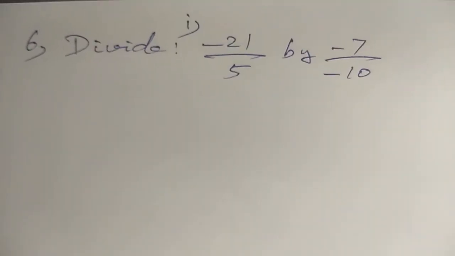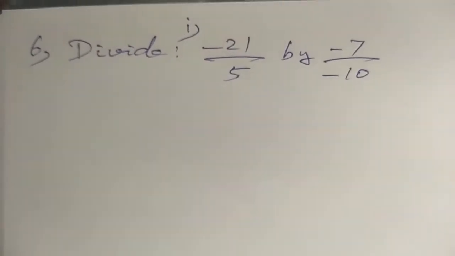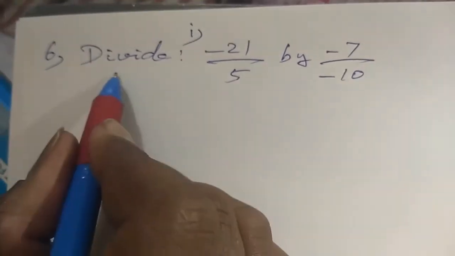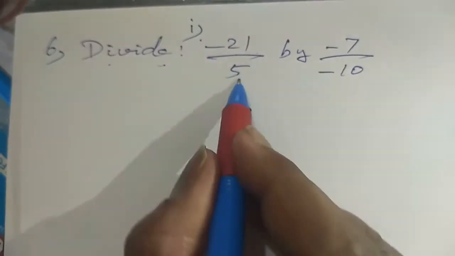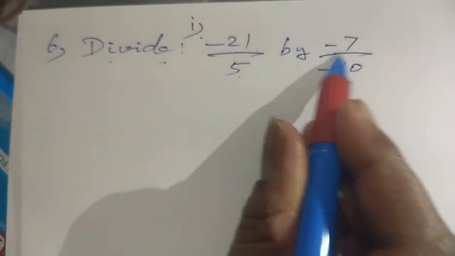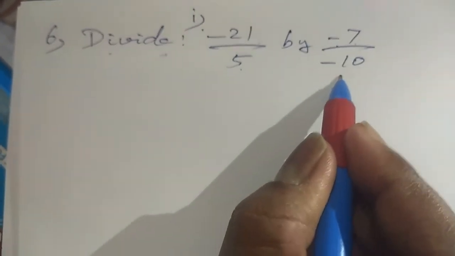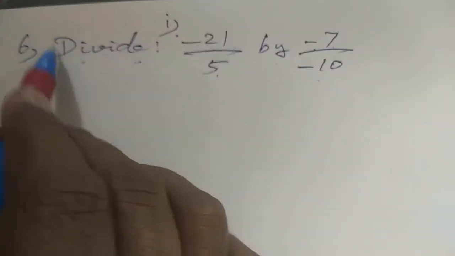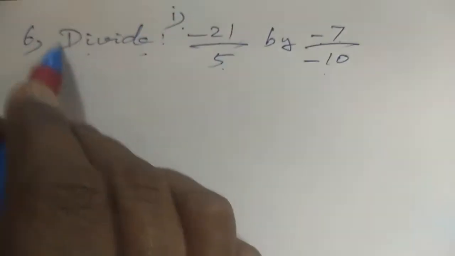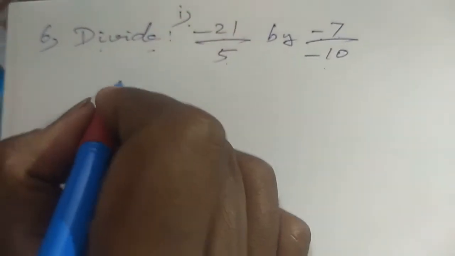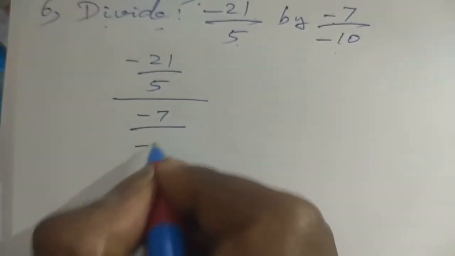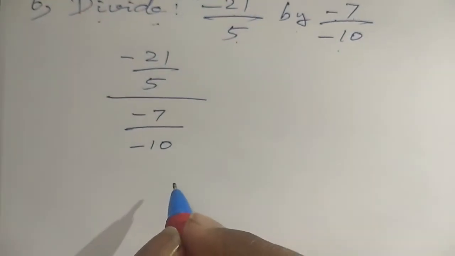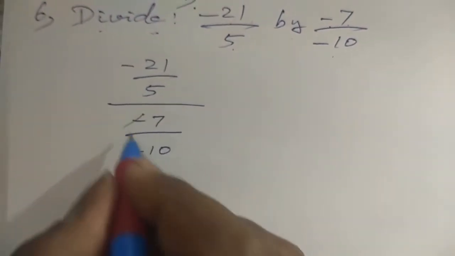Exercise 1.2, the sixth sum. They have given: divide. The first subdivision you are going to see is minus 21 by 5 divided by minus 7 by minus 10, correct? So first you understand the question here. It is divide. So first you put this one as minus 21 by 5 by minus 7 by minus 10. Yes. Here itself we can cancel this minus inside.